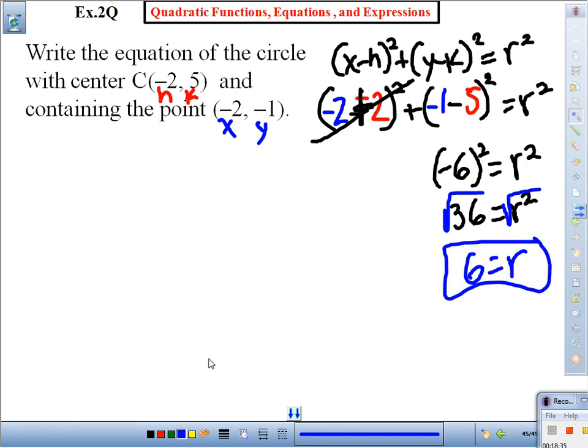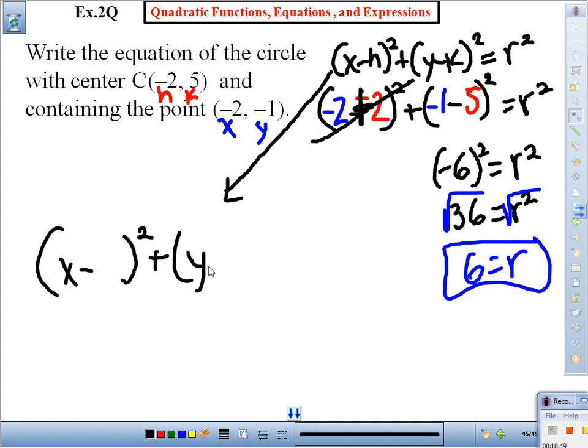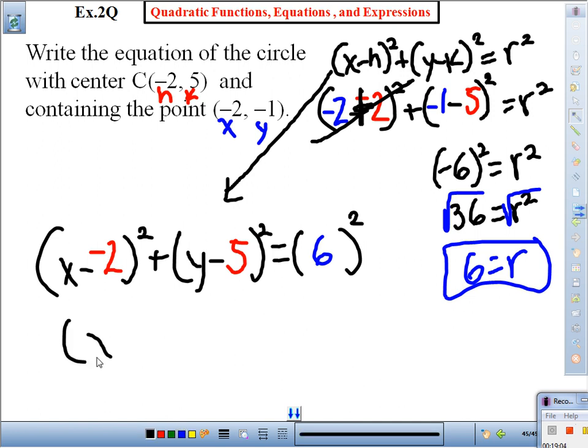Now that we have our radius and we have a center, we take the original x minus parentheses squared plus y minus parentheses squared equals parentheses squared. What is h? -2. What is k? 5. What is the radius? 6. Therefore, simplify. X plus 2 squared plus y minus 5 squared equals 36.